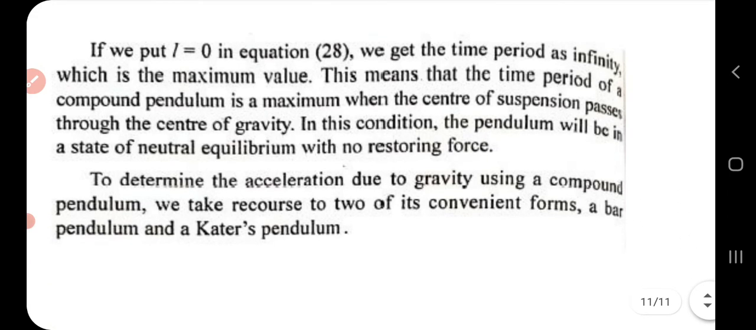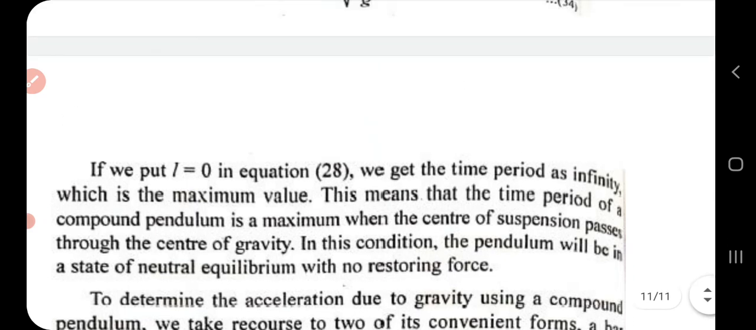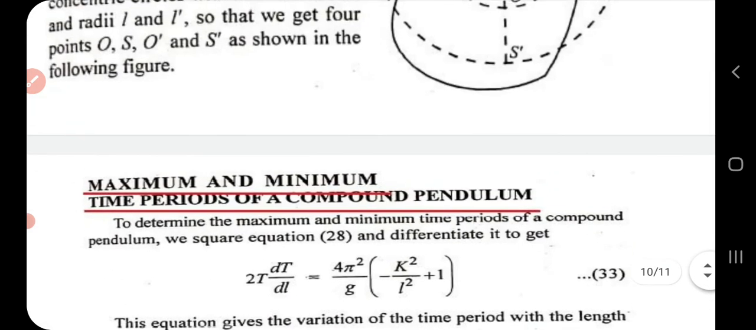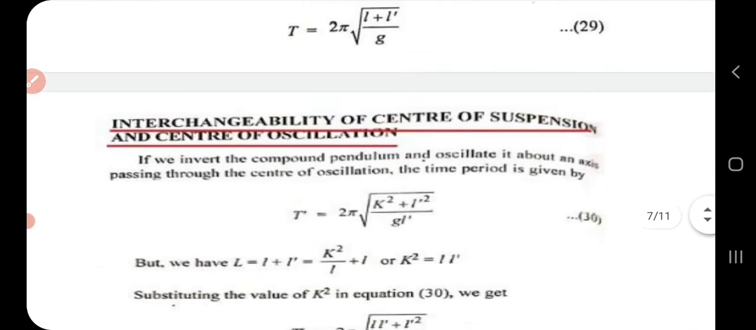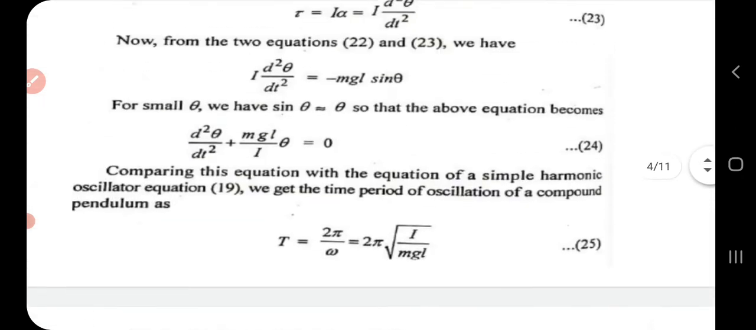Now, in order to determine acceleration due to gravity using compound pendulum, we make use of two of its convenient forms. One is the bar pendulum and the other is Kater's pendulum. We will see about that in the coming sessions. So I hope you understood today's class. So this is a very important essay question.